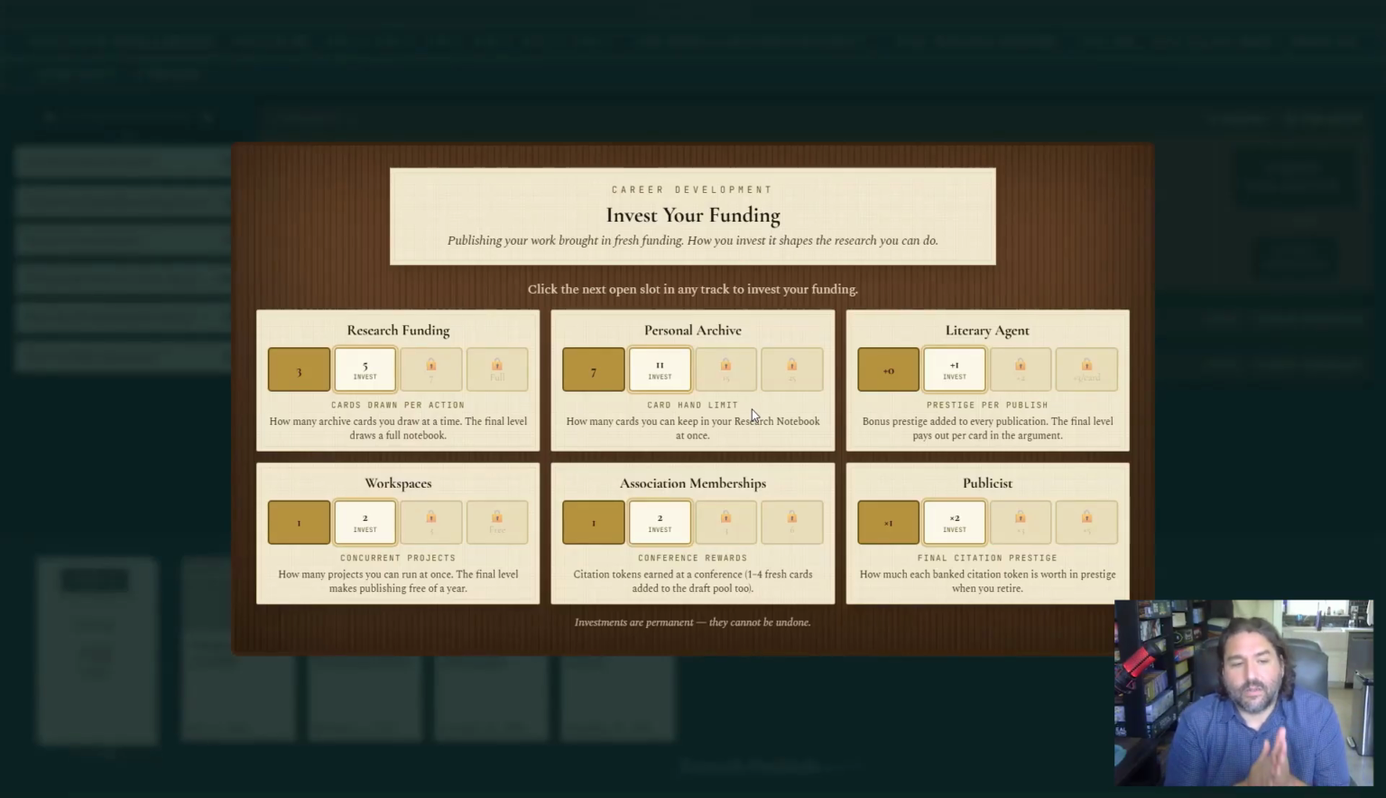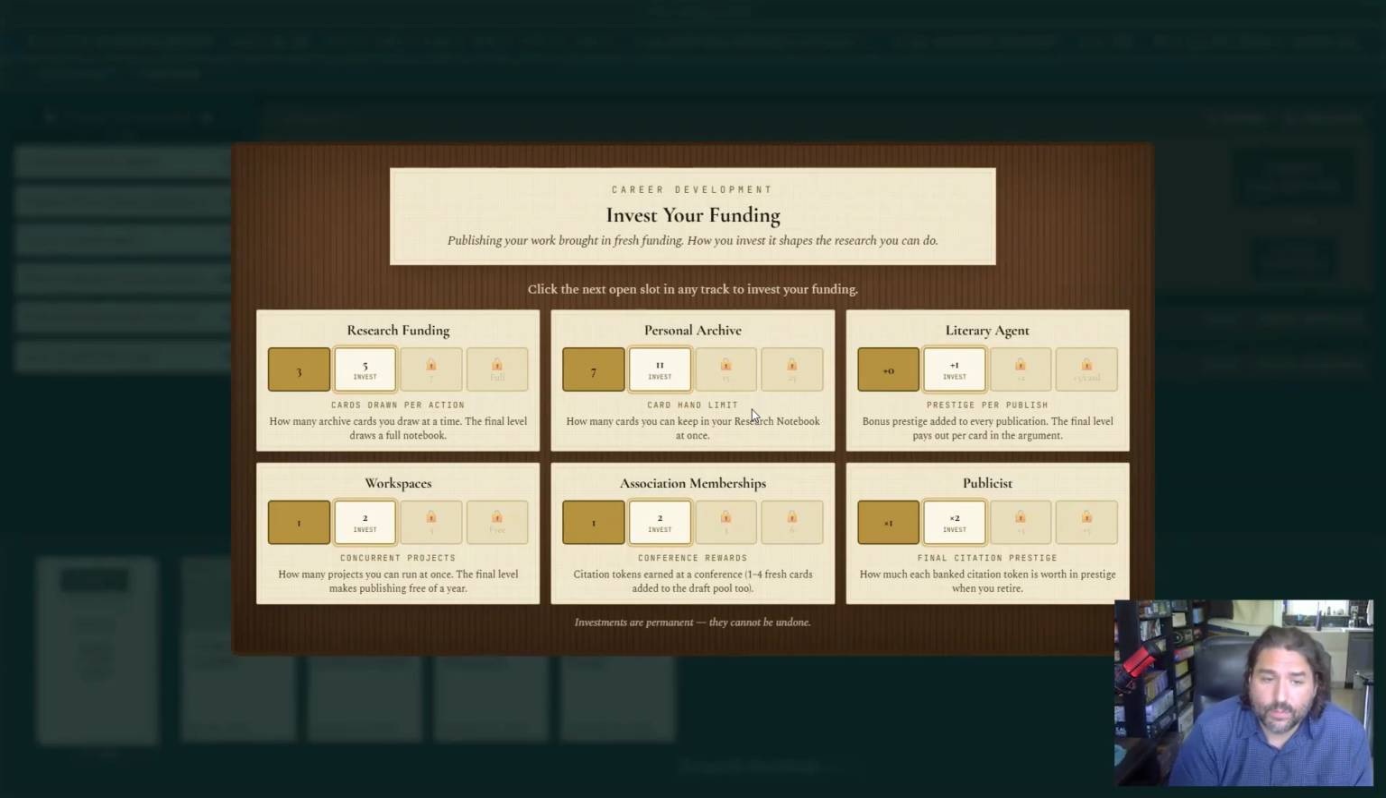Workspaces is interesting because what you're doing here is you're starting to juggle multiple projects. And while that seems problematic, it's another way to expand your hand limit. The problem is once you put a card into the project, it's locked on the project board. You can only shift them between the various different projects. You can never pull it back into your hand. So you're committing it to a piece of evidence that you're going to end up working on.